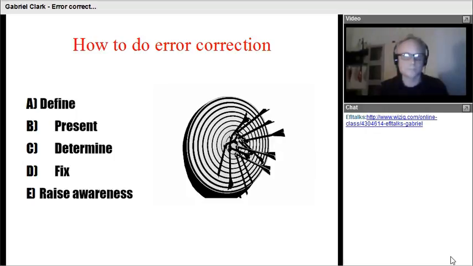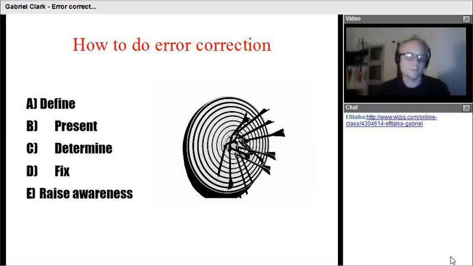Okay, so now we look at how. How do we do the error correction? Basically, I'm going to describe 5 main stages of how I do error correction. They are define, present, determine, fix, and raise awareness.